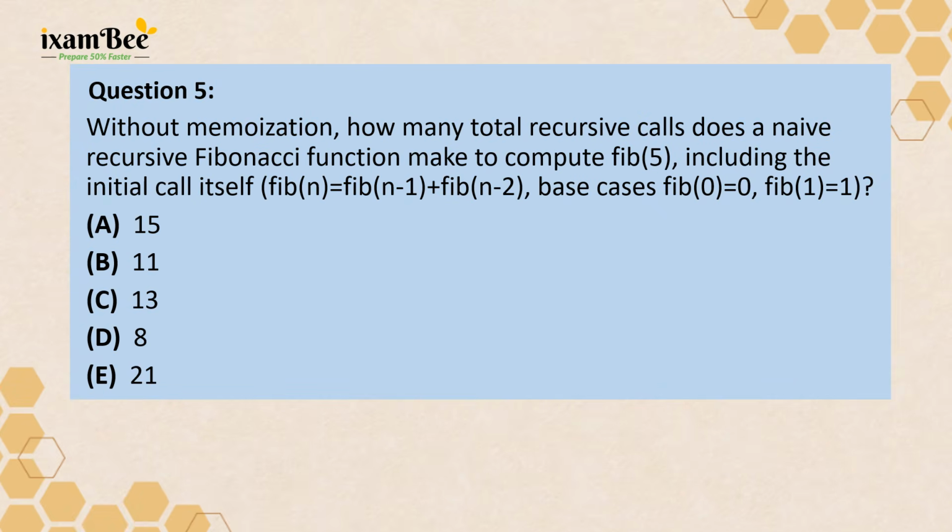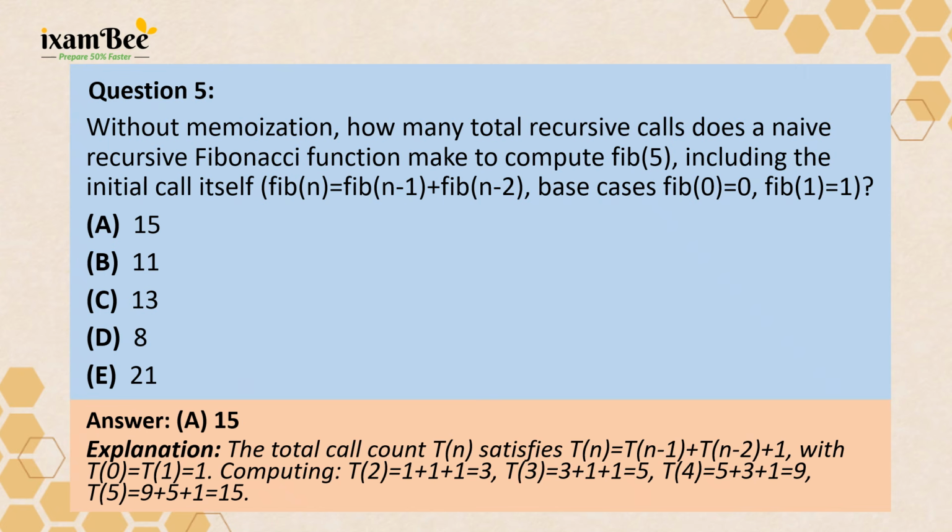Let's define T of n as the total number of calls made to compute fib of n, including the call itself. That satisfies the recurrence T of n equals T of n minus 1 plus T of n minus 2 plus 1. For the recursive call to fib n minus 1, the call to fib n minus 2, and the current call itself. With base cases T of 0 and T of 1 both equal to 1, now let's build this up.